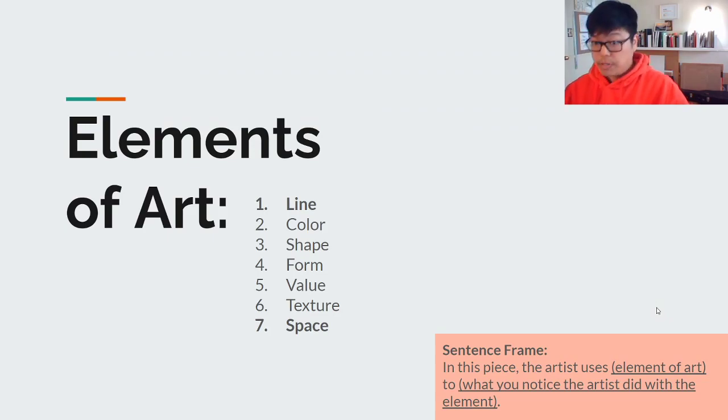So to start with, we list out the 7 elements of art, and the 2 particular ones that we're focusing on are line and space. The sentence frame that the students can use looks like this. It's a cloze. They can say, "In this piece, the artist uses blank, that element of art." They can identify it, too, and then they can describe what they noticed the artist did with that particular element of art.